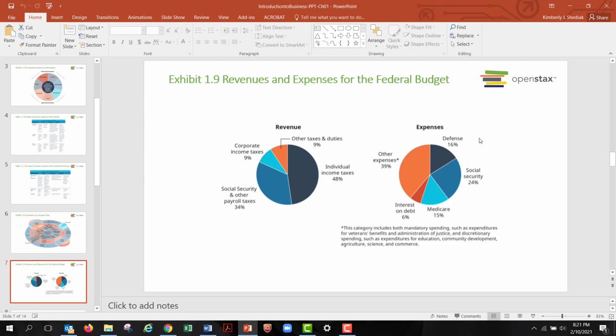Revenues and expenses for the federal budget. On the left, you see revenue, and this would be in the form of taxes. Corporate income taxes, Social Security, payroll taxes, individual income taxes. So there are different types of taxes. And then expenses, you can see a lot for defense, Social Security, Medicare, interest on debt, and then other, which pretty much encompasses a variety of areas, and you can see those listed below.